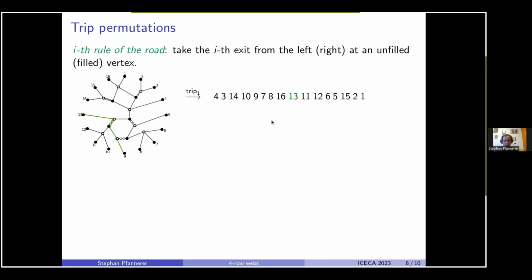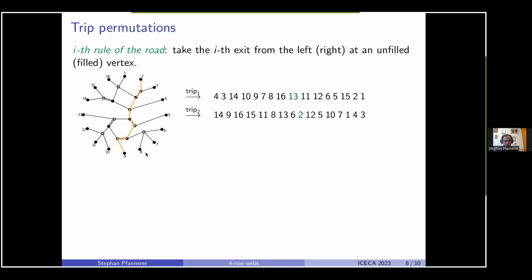We can also say, okay, let's not always take the first exit, but we can also always take the second exit. So here, starting at the 9 again in our example, we don't take the first exit, but we take the second exit. We follow the hourglass, we take the first, second exit, and so on, and get that 9 is going to 2. And we do this for all the vertices and record this in a permutation.